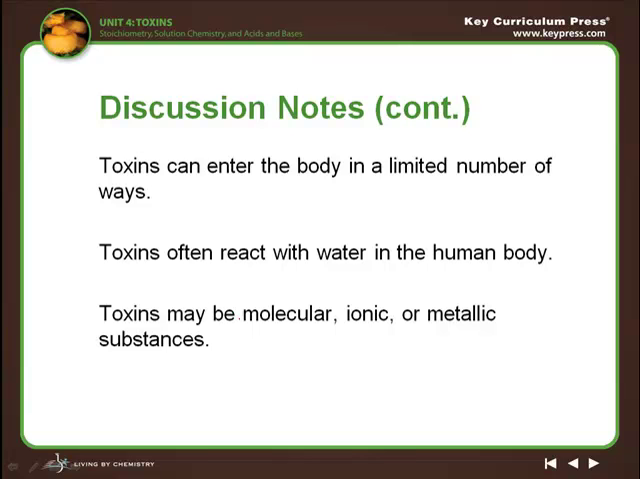Now, toxins often react with what in the human body? With water. Now, since the human body is an aqueous environment, water is found throughout your human body. So if it can get into the water in your human body, then it can affect many different areas or certain areas. Toxins may be molecular, ionic, or metallic substances. These are three of the four bond types we know of currently. What's the fourth one that's not listed here?